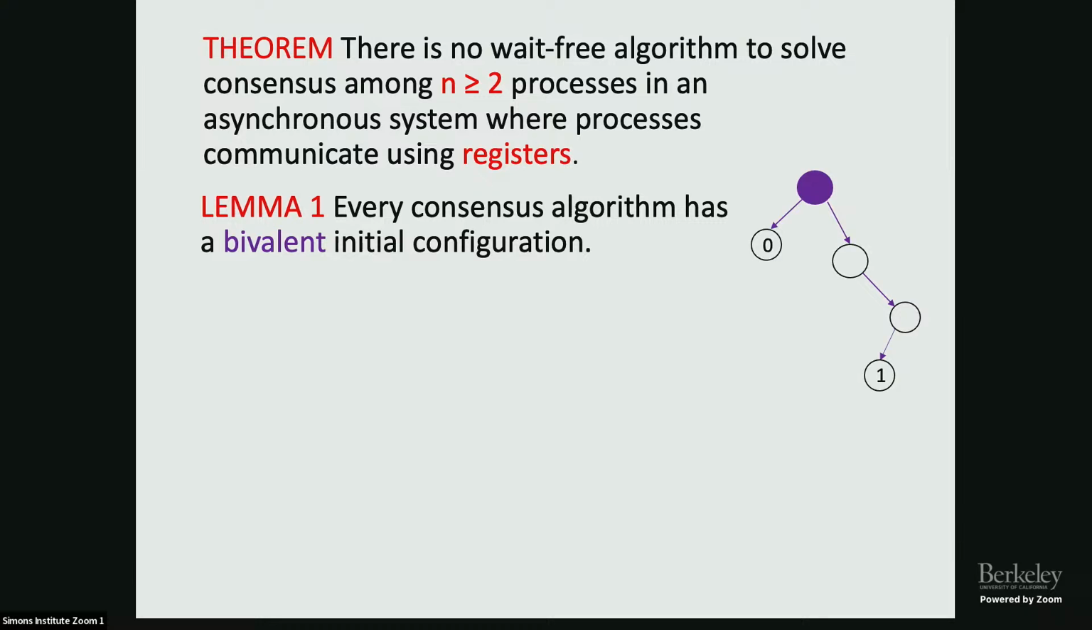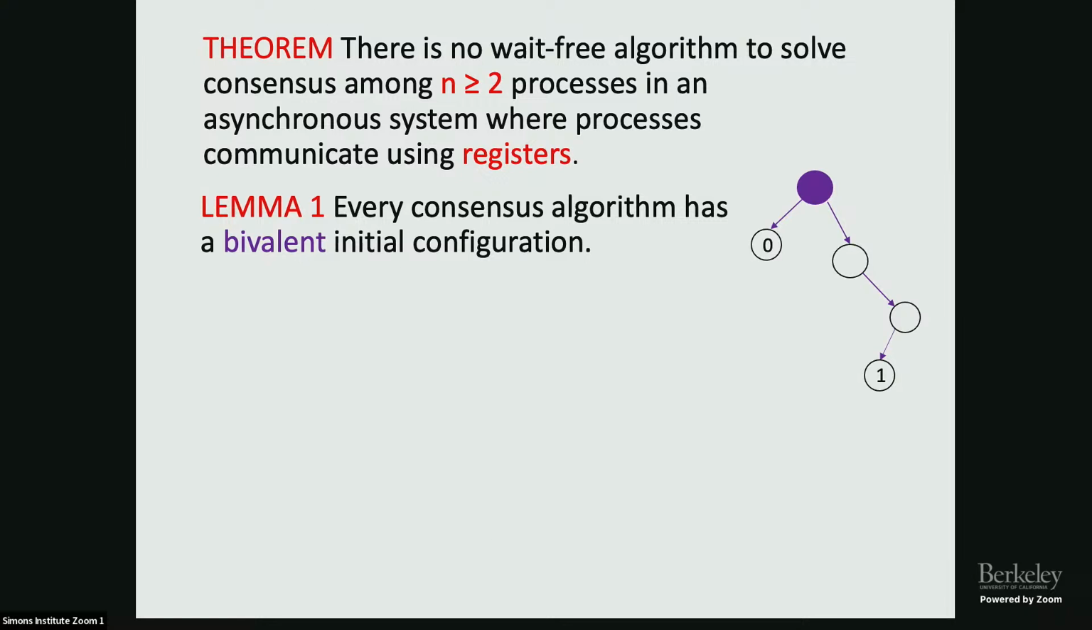The proof of this theorem uses a valency argument, which is a technique that was first introduced by Fischer, Lynch, and Paterson to prove the impossibility of consensus in an asynchronous message passing system. So given an algorithm that claims to solve consensus, one first proves that it has an initial configuration that is bivalent. This means that there is an execution from the configuration in which some process outputs 0, and another execution from this configuration in which some process outputs 1.